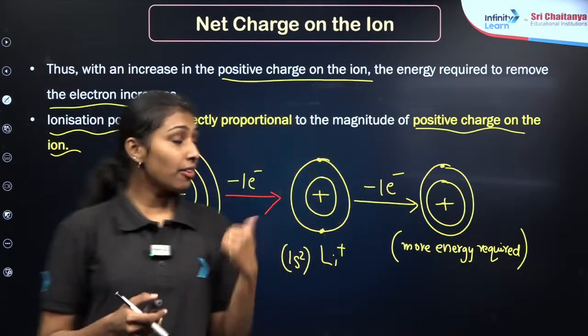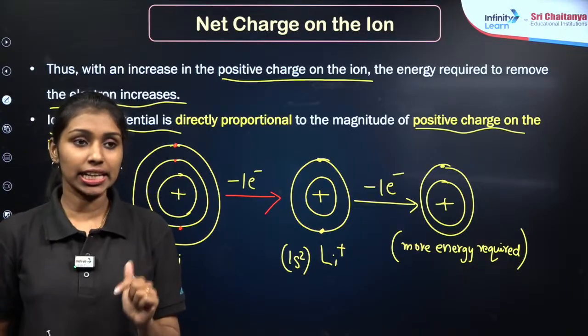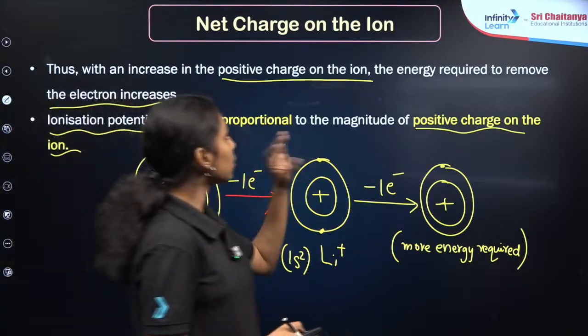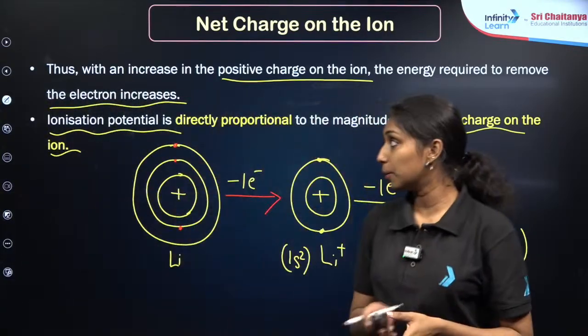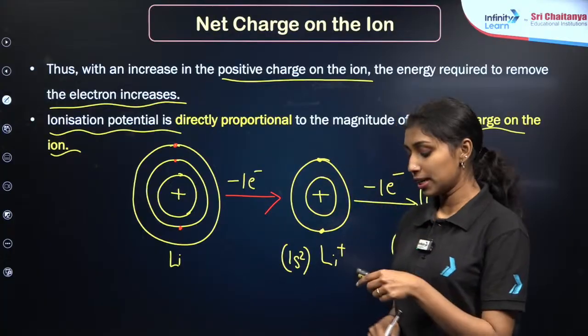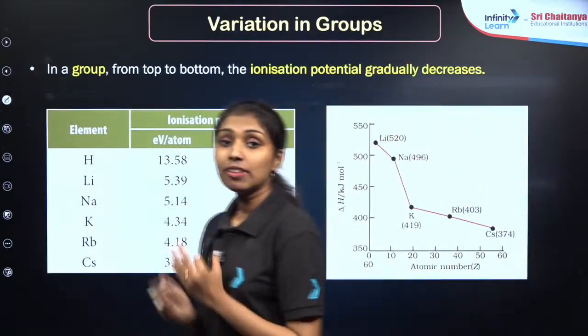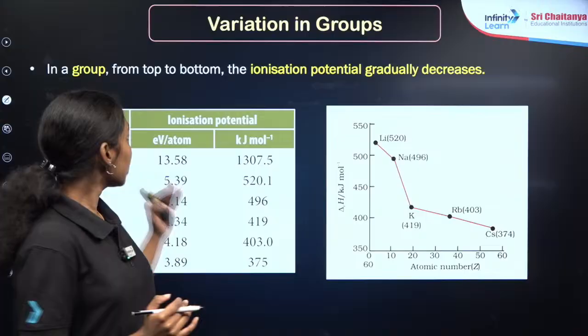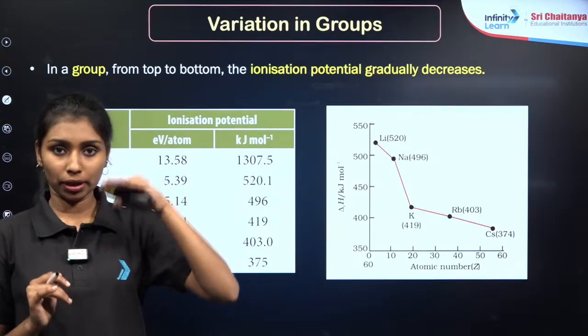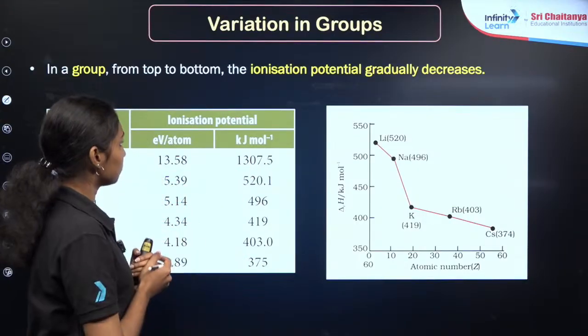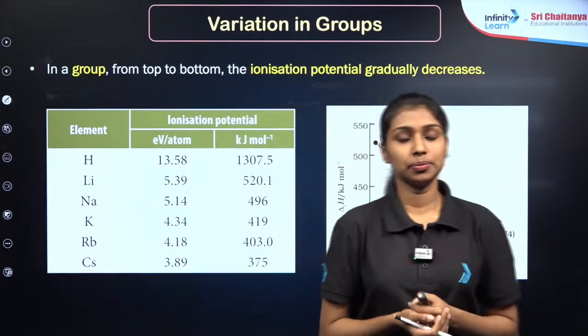Okay. So far we have discussed the factors affecting the ionization energy. Now let me move to the periodic trend of the ionization energy in the periodic table, along the period as well as the group, right? What will be the variation of ionization potential energy along a group, that is from top to bottom? What will be the trend?